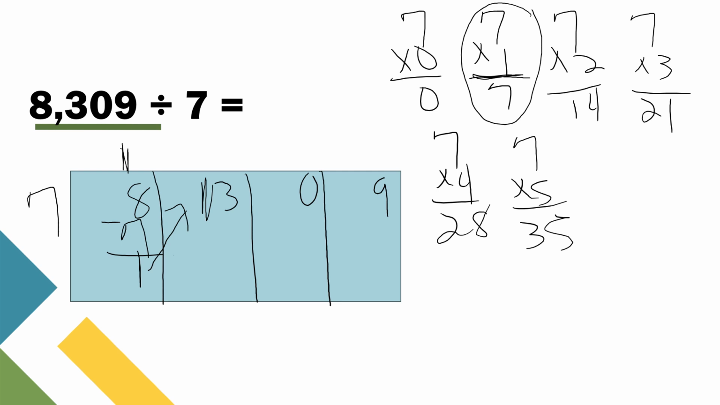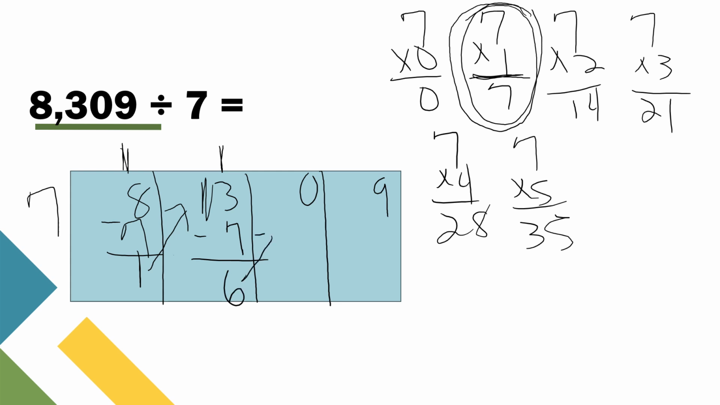So now I'm looking for 13. And I see 14, but remember, do not go over the number in your box. So even though I've already circled the 7, you can use it again. Just because you've already circled something, that does not matter. If you need it, you use it again. So what goes at the top? 1. What goes at the bottom? 7. We subtract. 13 minus 7 is 6.